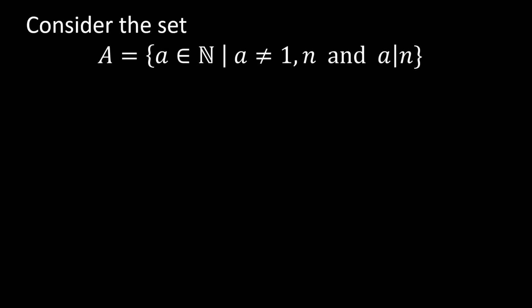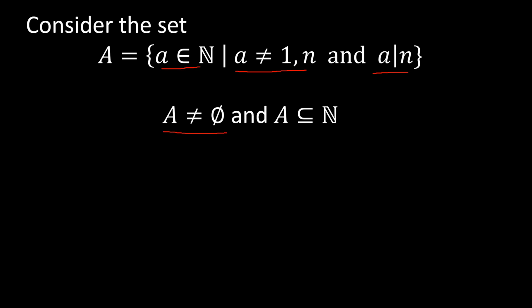Now, when we have the well-ordering principle, we always look at a set. So we're going to take all the natural numbers that are not equal to 1 and n that are divisors of n. Basically, I'm going to look at all the divisors of n that are not equal to 1 and n, and we're going to take the minimum of that. Now remember, to apply the well-ordering principle, you need to have that A is not empty and A is a subset of the natural numbers. The part that A is a subset of the natural numbers is very clear from the definition, since we are taking the numbers from that set.